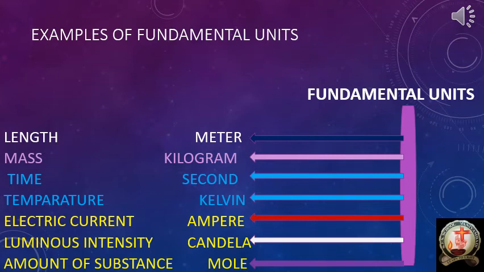As I explained before, what is the fundamental units definition? The units of the fundamental physical quantities are the fundamental units. So these left side names, length, mass, time, are the fundamental physical quantities, and their units are the fundamental units. Here I mentioned 7 fundamental physical quantities and their fundamental units. So 7 fundamental physical quantities, 7 fundamental units.